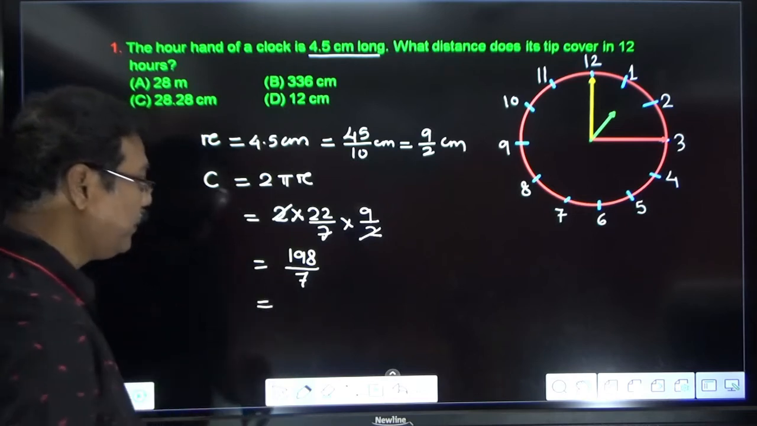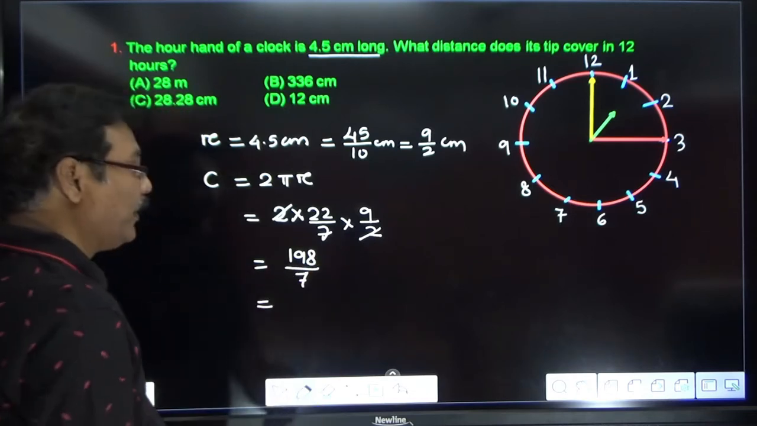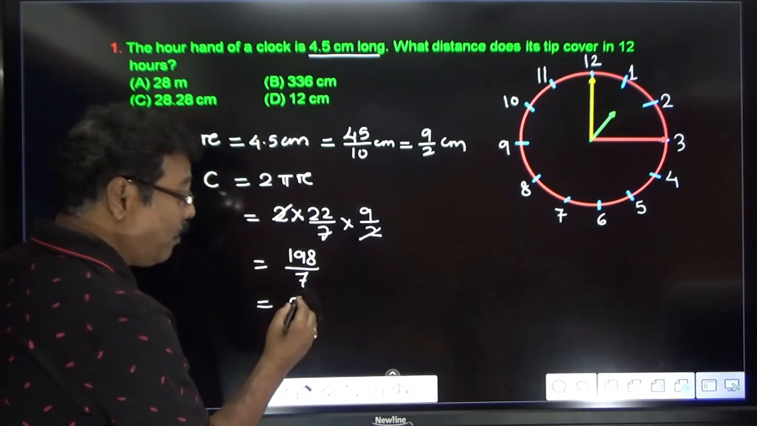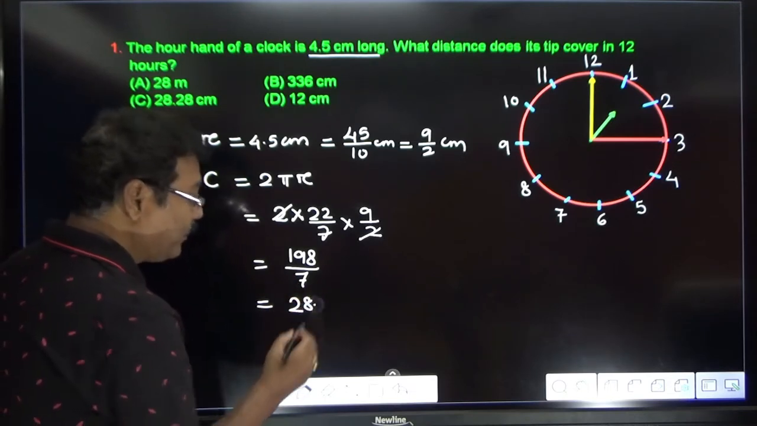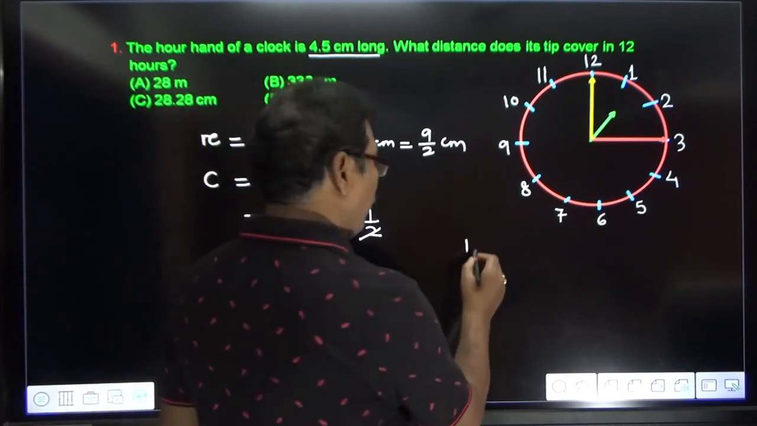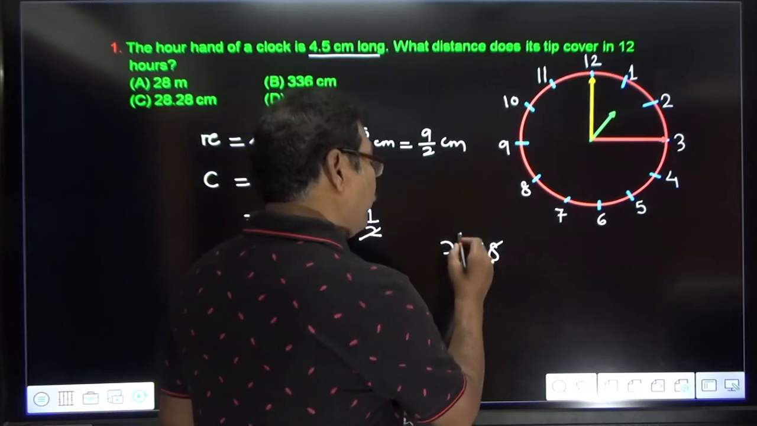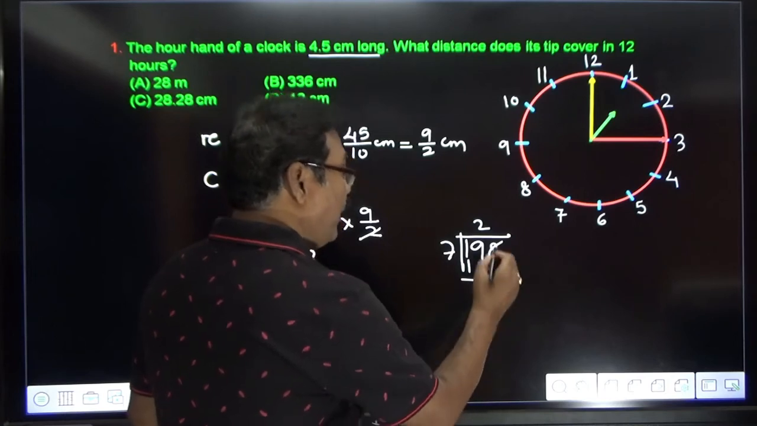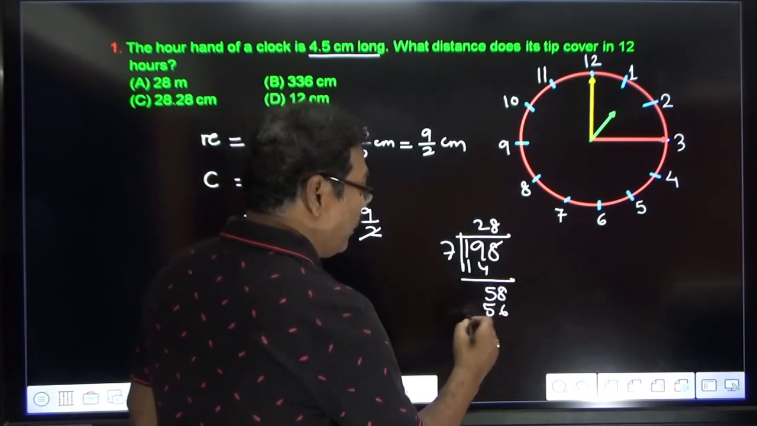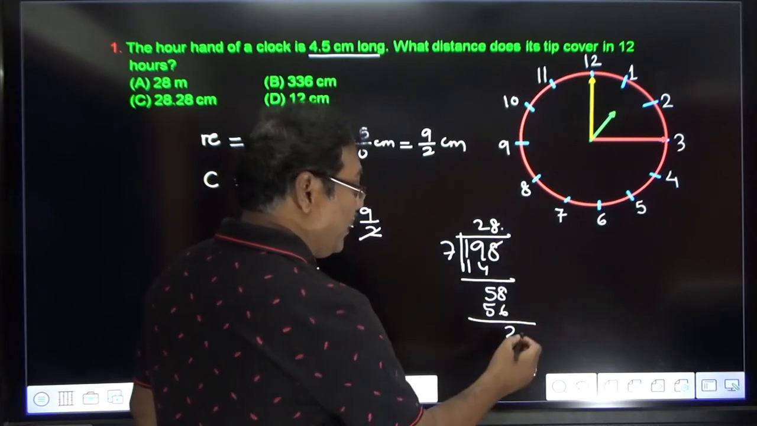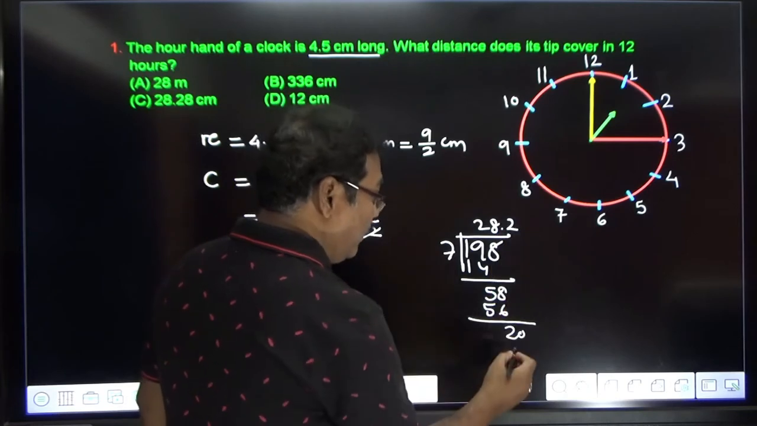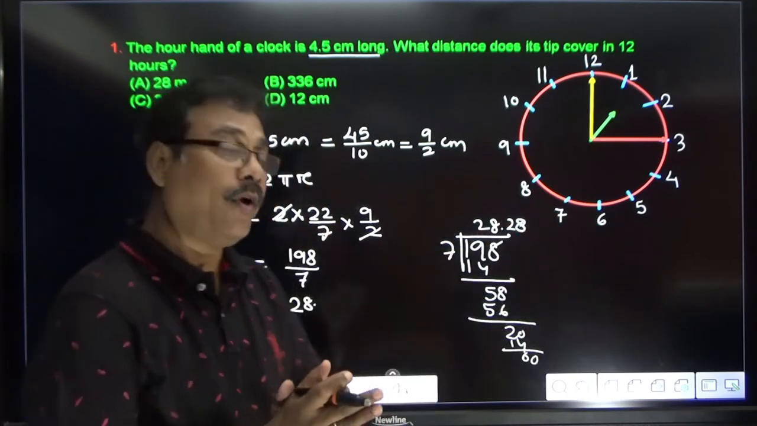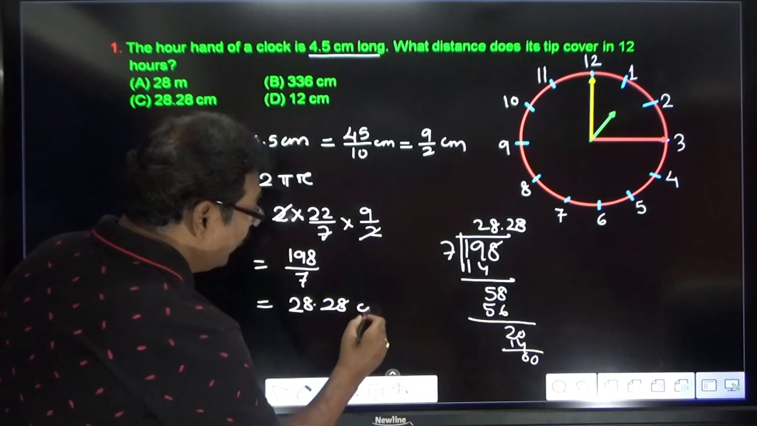Let me divide it now. If I divide 198 by 7, what am I getting? First I put 2, so that I get 14. Then you get 58. If I take 8, it comes 56. Then it is 2. Then I have to put a point 0. Then 7 2s are 14. Then you have 60 here. 7 8s are 56. So 28.28 can be the answer. 28.28 centimeter is the answer.